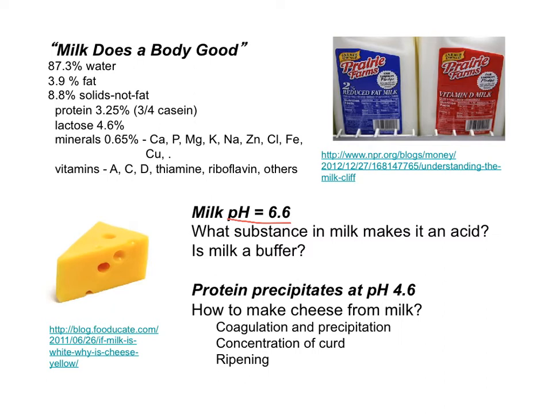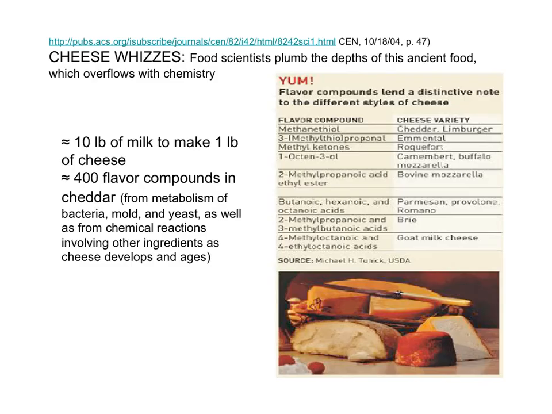When you were younger, you may have poured orange juice into your milk behind your mom's back. The curds that formed is cheese. You're a cheesemaker. There's a lot of chemistry involved in making cheese. Note that there's 400 flavor compounds in cheddar cheese.